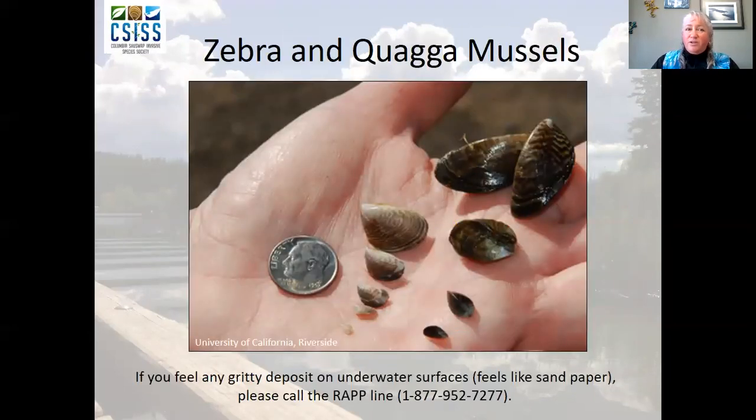On a personal note, when you are working on your dock, if you happen to run your hand along any surface that is underwater, it would be really good to know if there are any gritty or sandy, sandpaper-feeling deposits on your dock. You can see from this image that the smallest of these invasive mussels is about the size of a grain of sand, and these mussels cling to any surface. So if you feel a gritty or rough sandpaper-like deposit underwater, please also call that RAP line to let them know that there may be invasive mussels, so that we can respond immediately.